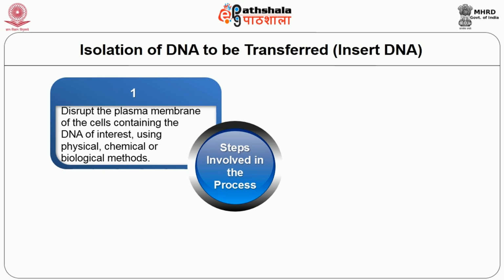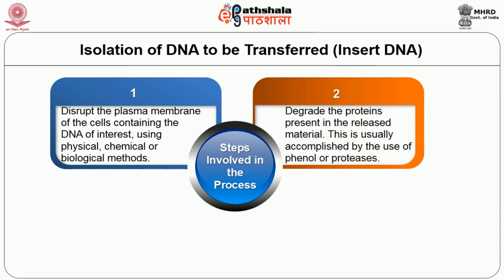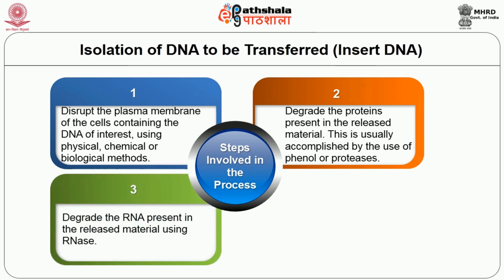Once the cells are lysed, their contents flow out, and in the next step, we degrade the proteins present in the released material. This is usually accomplished by the use of phenol, which precipitates protein, or proteases, which are enzymes that can specifically cut down protein molecules. The next step is to degrade the RNA present in the released material using RNase, which is an enzyme that specifically cleaves RNA.